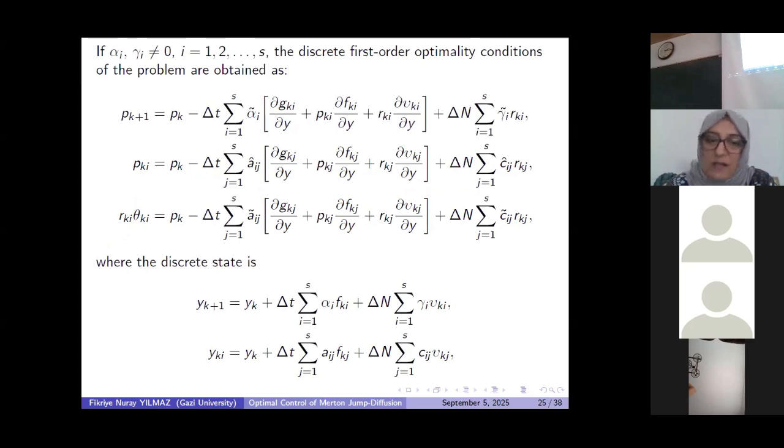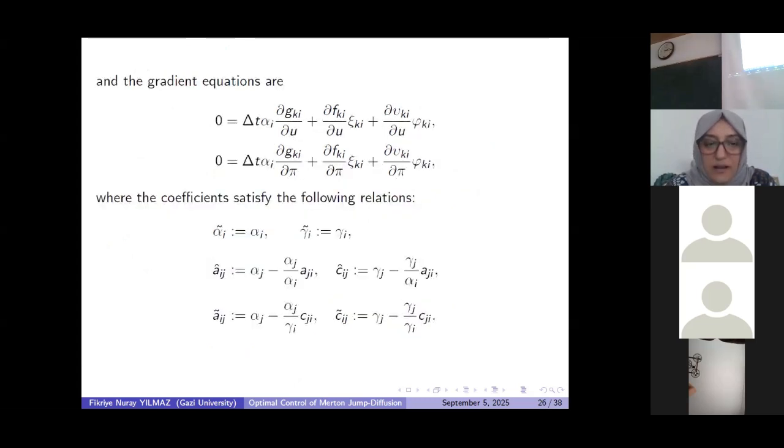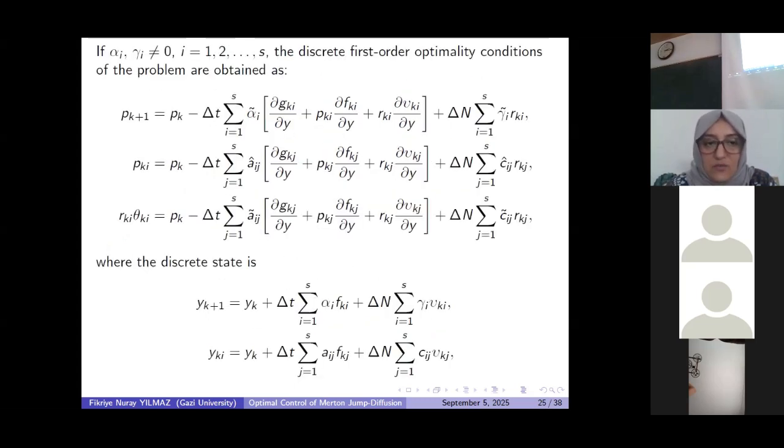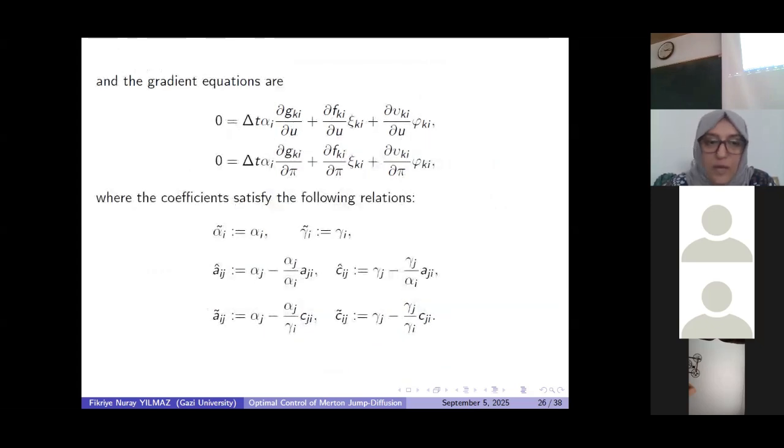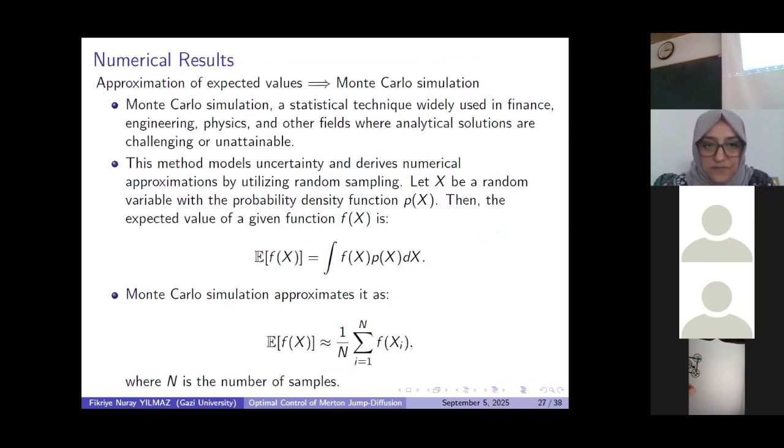So it is a simplified version actually. Here we have the optimality system, p_{k+1} is equal to p_k and so on. Also we have intermediate values calculated here. The discrete state is also given here, and we have the gradient equation satisfying the following relations. The coefficients satisfy the following relations.